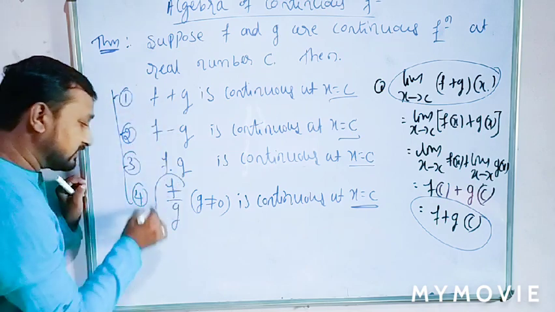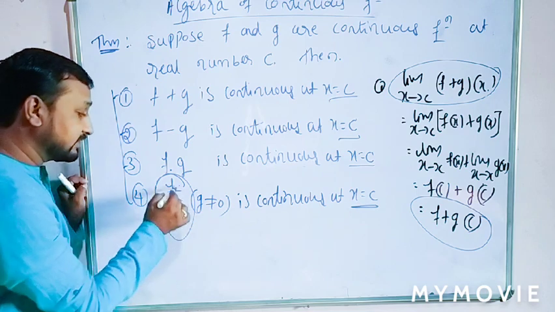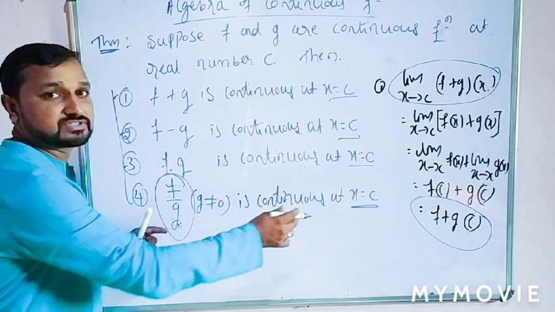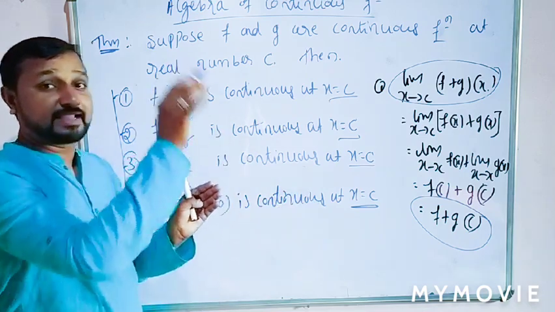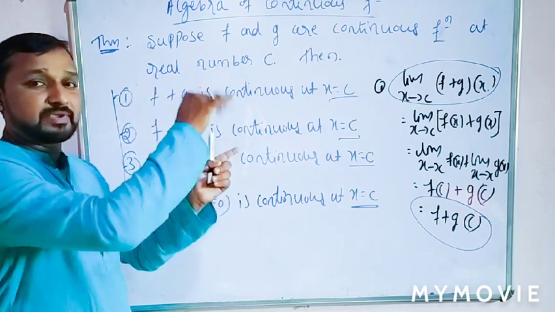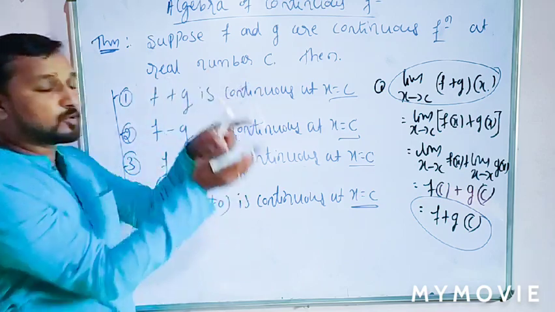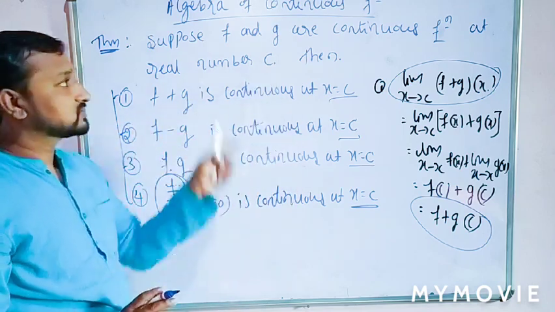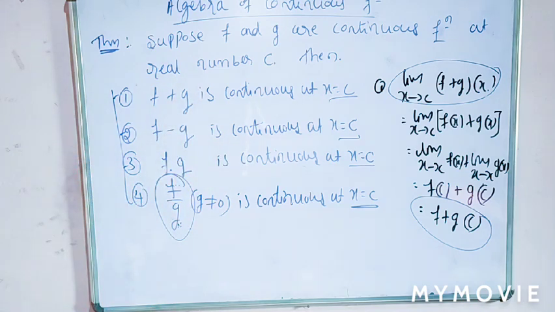Using the quotient rule, the division rule, if f is continuous and g is continuous, then f by g is also a continuous function. Remember the previous point that a rational function is continuous, that is p of x divided by q of x. If p of x is continuous and q of x is continuous, then the whole function is continuous. Students, note down this property.